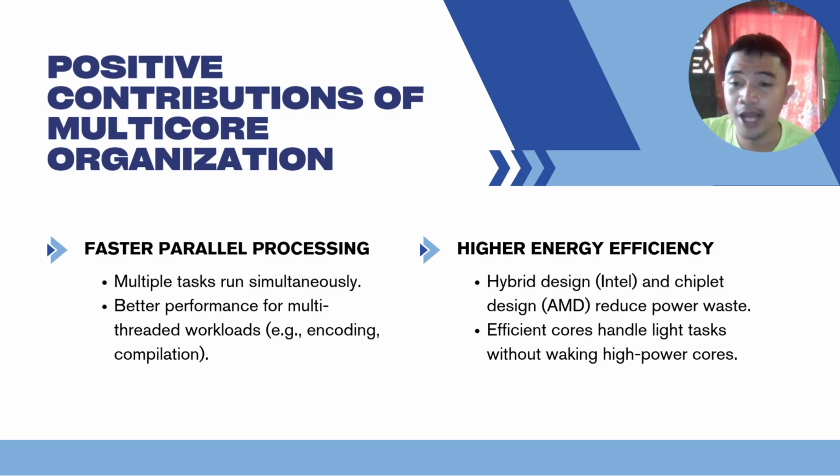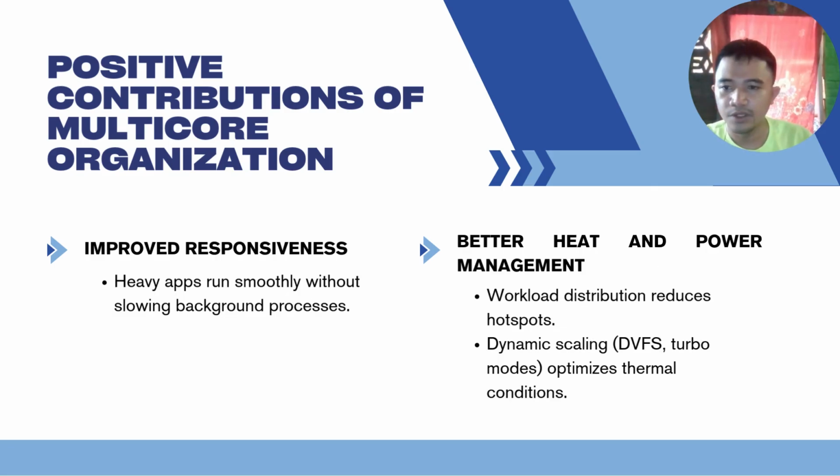Now, let's talk about how multi-core design improves system performance based on both processors. One, parallel processing. Multiple cores allow tasks to run simultaneously, greatly improving speed. Two, energy efficiency. Hybrid cores in Intel and efficient chiplets in AMD reduce power consumption. Three, better multitasking. Background tasks stay smooth without affecting foreground performance. Four, thermal management. Workloads are distributed, reducing heat concentration.